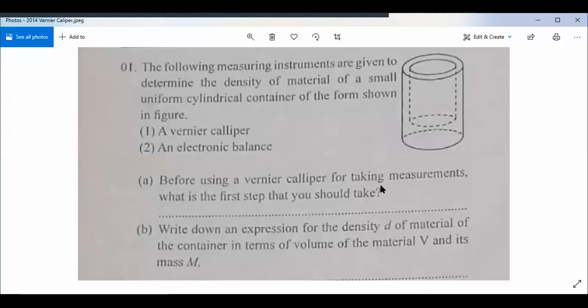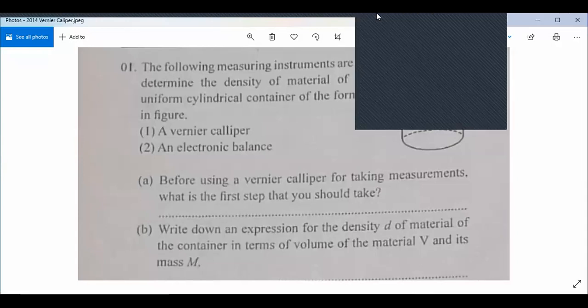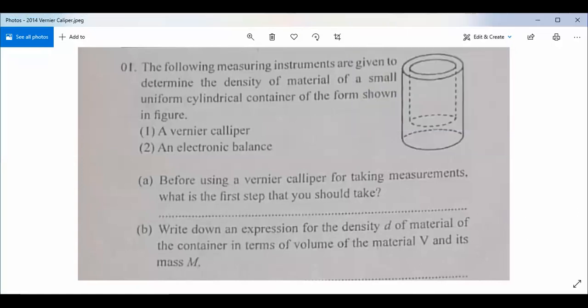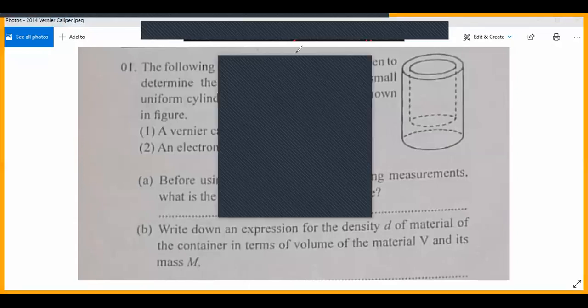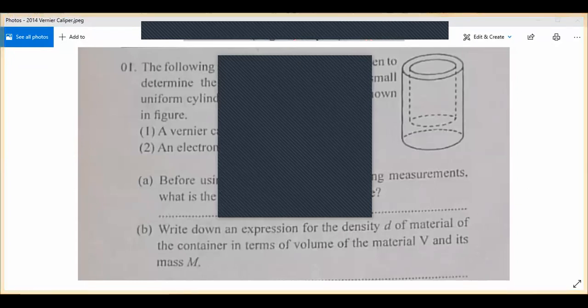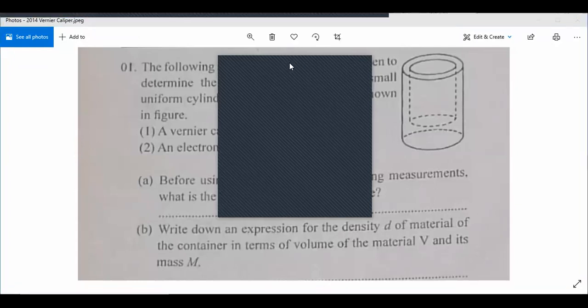Before using the vernier caliper for taking measurements, what is the first step that you should take? Before we take any measurements, we should do something first. Can somebody unmute the mic and tell me what we should do first? To see whether there is a zero error. We must check whether there is a zero error or not. But how do we do it then? How do we check whether the instrument has a zero error or not?